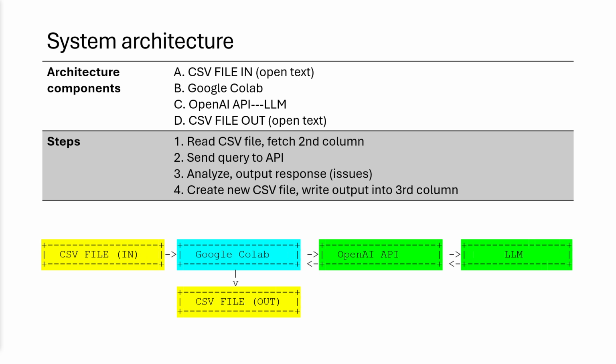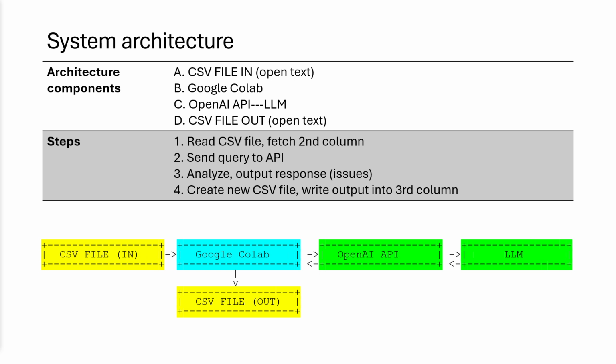We then use Google Colab to automate queries to the OpenAI API, which the OpenAI LLM will process the text using their LLM, for example, GPT-4o. The LLM analyzes the responses from the employees, identifies key insights, and generates structured feedback. So finally, the processed output is written into a new CSV file, adding the insights that we are after.